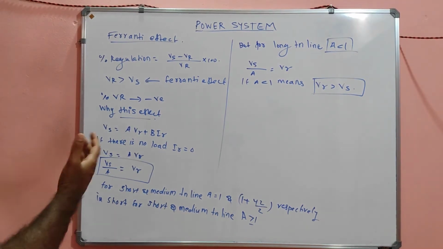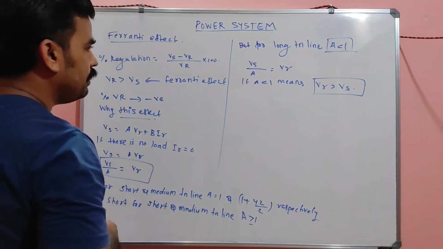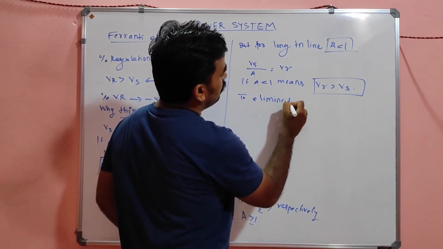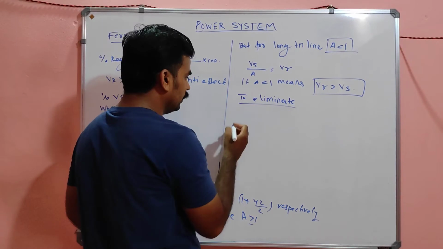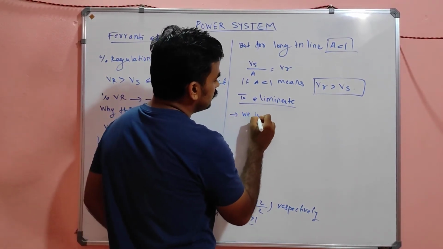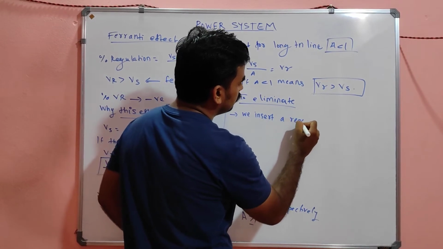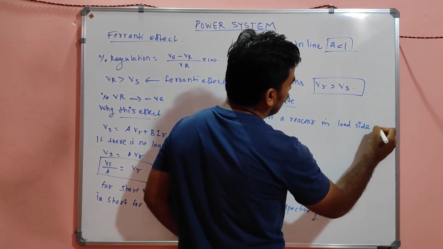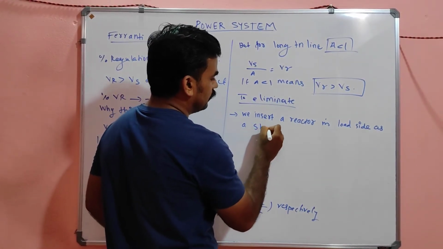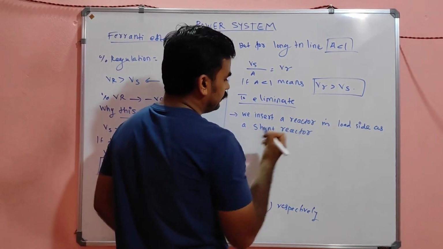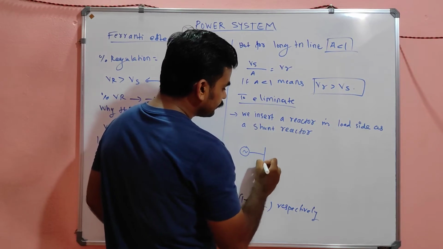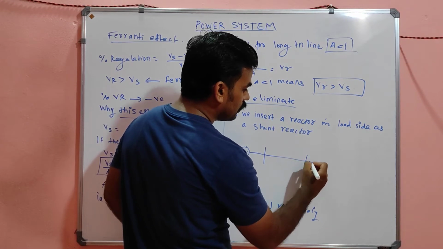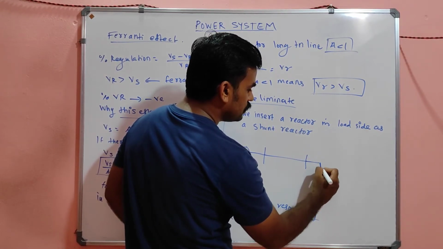Okay, how can we eliminate this Ferranti effect, my dear? To eliminate this Ferranti effect, what we are doing is we insert a reactor in the load side as a shunt reactor. So this is the load side, my dear.